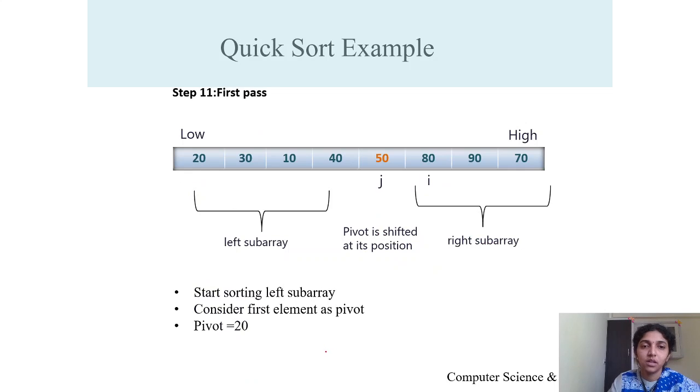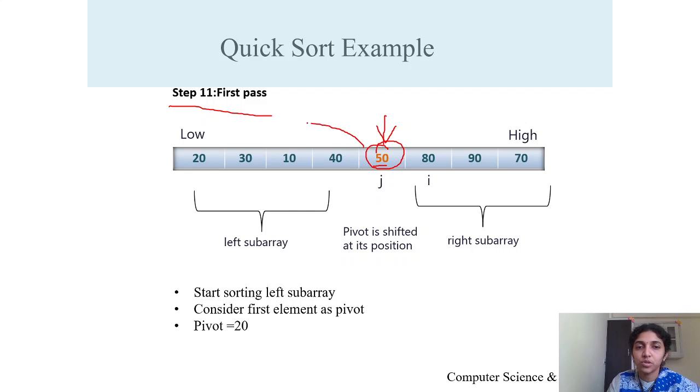Hope it is clear. So till here, the first pass is done, where we can say that the pivot has been exchanged with j, or swapped with j. So this is the exact position where the pivot has to stay. So 50 is at the exact position where that particular element has to stay.